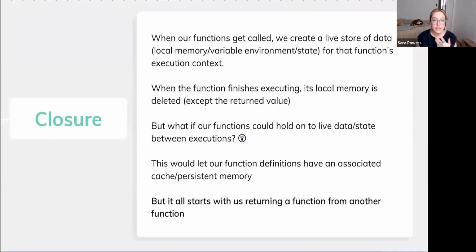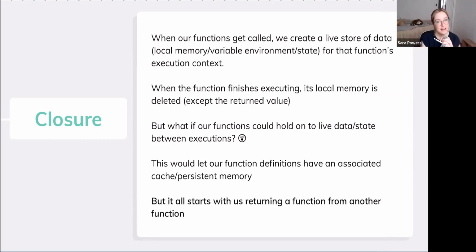Closure. As we saw, every time we closed out or garbage collected one of those local execution contexts, our entire local memory would be deleted, right? It would be garbage collected. We'd have no memory of what that result variable was in local memory. So when our functions get called, we create this live store of data as our functions execute inside of our function's execution context. When the function is finished executing, the local memory is deleted, right?